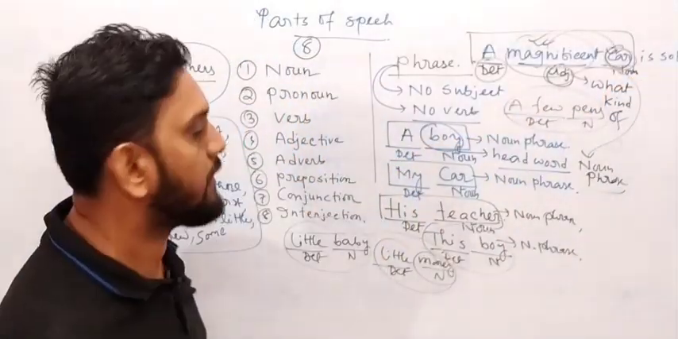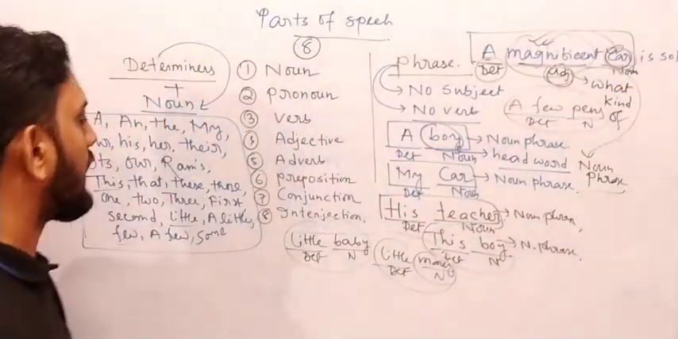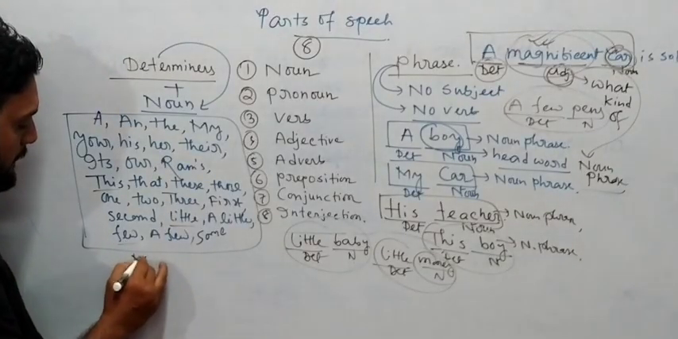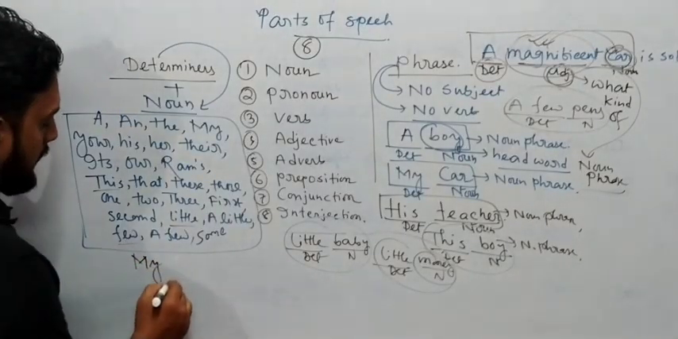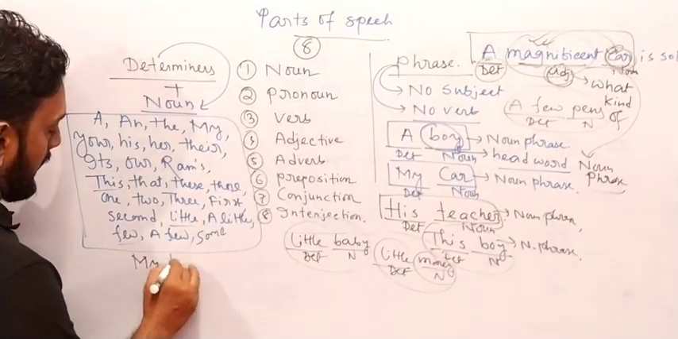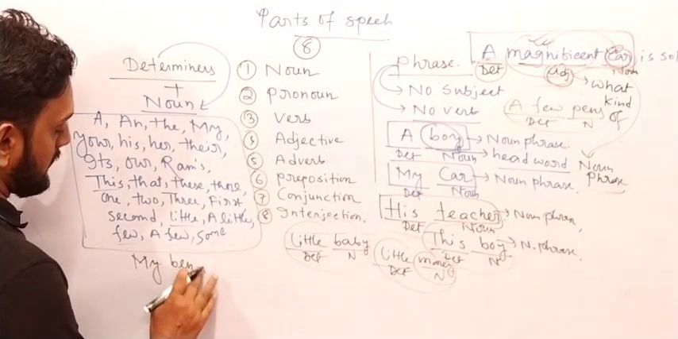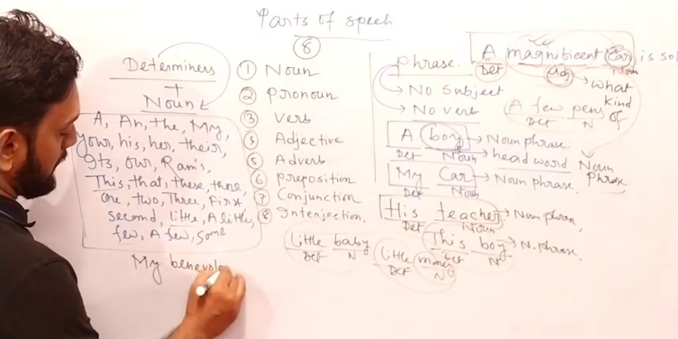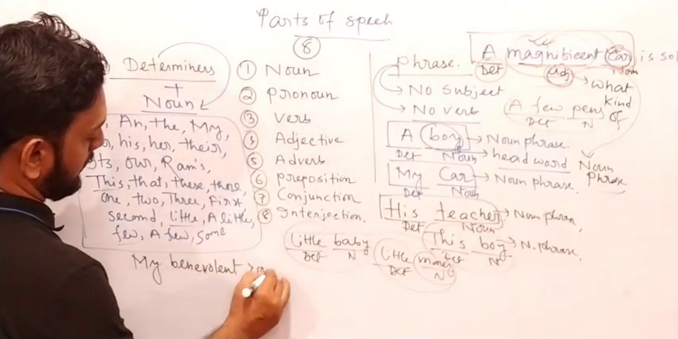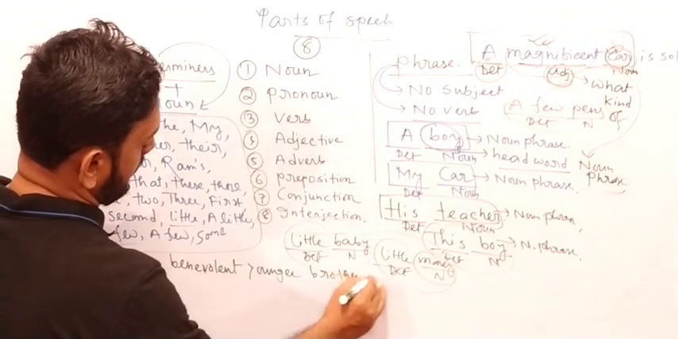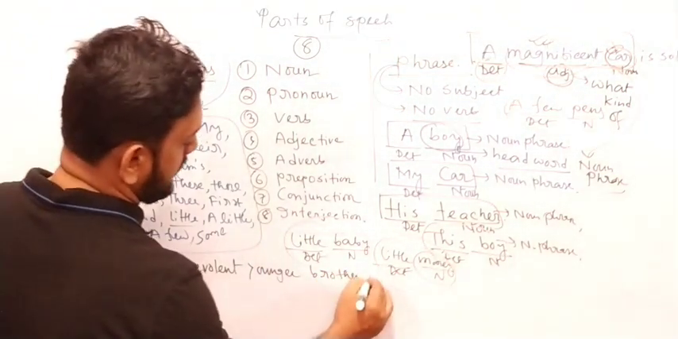Got it? Very good. Now I can also write another example over here. Write down: "My younger brother plays cricket."